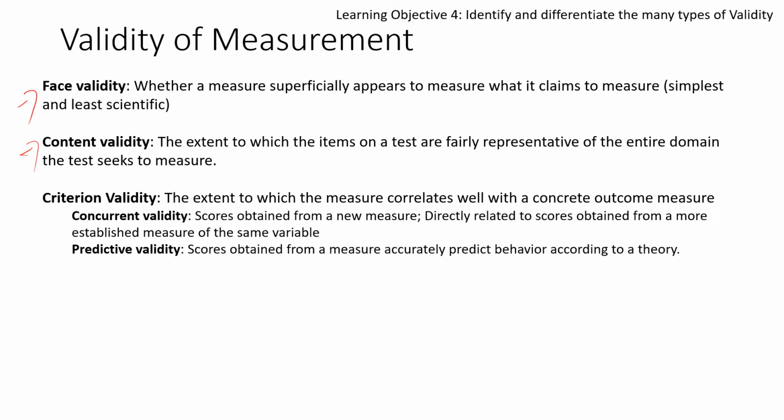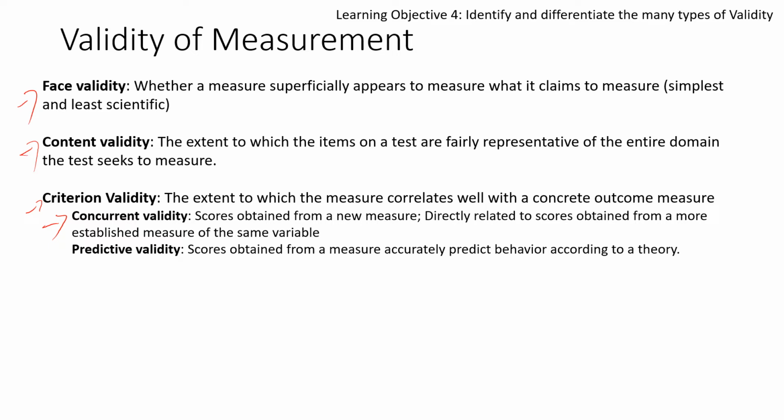Then we get criterion validity. And criterion validity can actually be broken down into two parts. But criterion validity, and now we're into the objective validities, is the extent to which a measure correlates well with a concrete outcome measure. So you can either have concurrent, which is where a new measure directly relates to scores obtained from a more established measure of the same variable. So we're trying to create a new measure for depression. Concurrent validity would mean our measure of depression has high correlation with an already existing measure of depression.